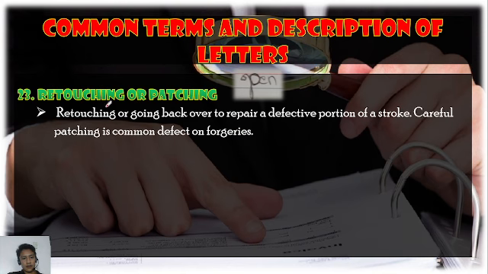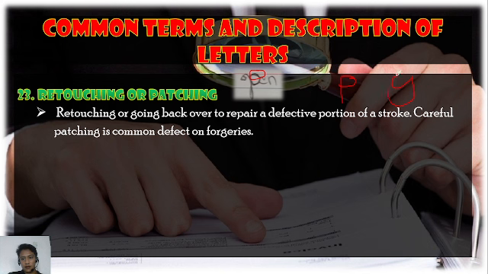And we have here an example, or we have here retouching or patching na sinasabi natin. Okay? Retouching or ang sinasabi natin sa retouching, we are referring to it as going back over to repair a defective version of a stroke. Okay? It is careful. Okay? Careful patching is common defect on forgeries. Katulad na lang po nito. Okay? So, nung una, okay, siguro nagkamali siya sa parang ganun yung nangyari sa kanya. Okay? Hindi niya nabuo yung letter P. So, ang ginawa niya, binalikan niya. Binalikan niya and then inayos niya.